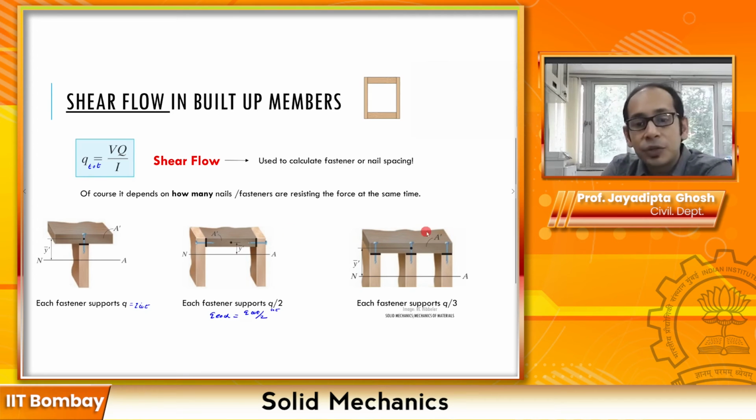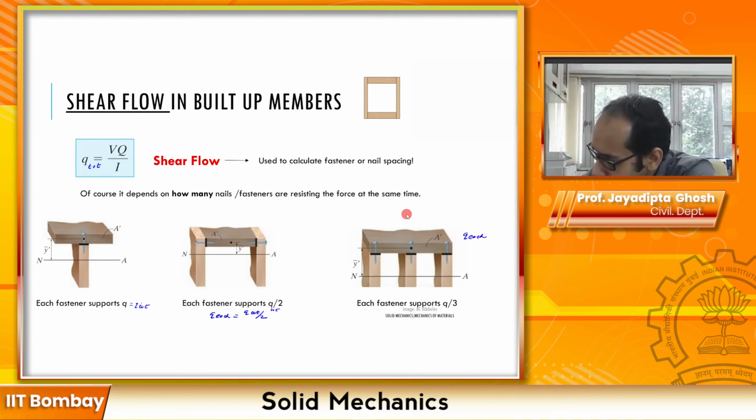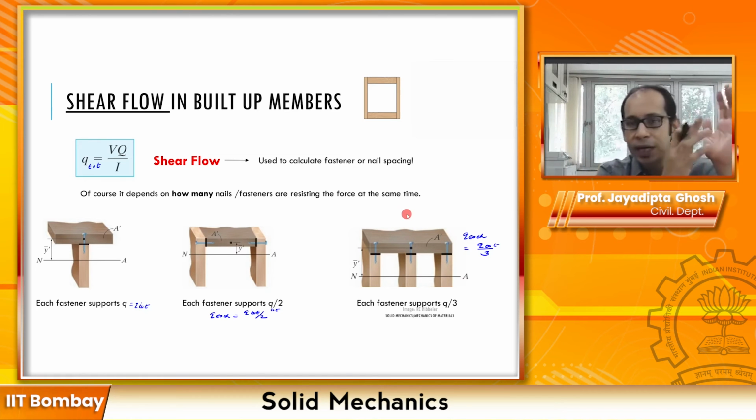When you have three rows of bolts, it becomes Q over 3. So Q each equals Q total over 3. I hope this idea is clear. The more rows you have, the less shear each row has to resist. So the total Q gets segregated by the number of rows that you have over there.